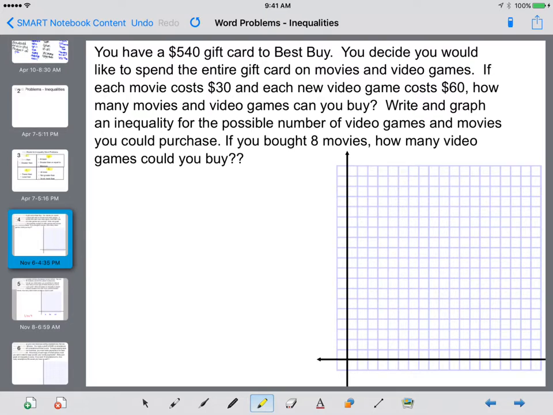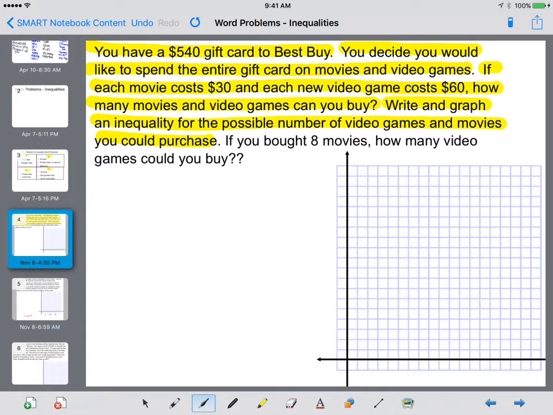Okay. You have a $540 gift card to Best Buy. You decide you would like to spend the entire gift card on movies and video games. If each movie costs $30 and each new video game costs $60, how many movies and video games can you buy? Write and graph an inequality for the possible number of video games and movies you could purchase. We're going to stop right there.